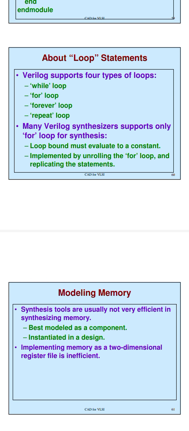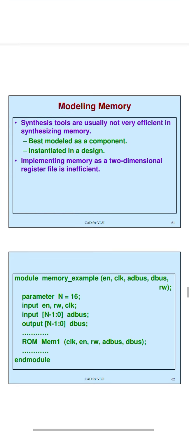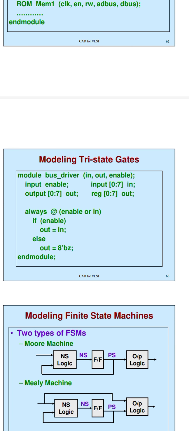These loop statements are of four types, including while loop, forever loop and repeat loop. There is much support for loops to be synthesized. These loops must evaluate to constant values, and they are implemented by replicating statements in the Verilog synthesizer. Then modeling memory: synthesis tools are usually not efficient in synthesizing memory, so it is modeled as components. Memory is implemented as a two-dimensional register, which leads to inefficiency in the programs. Then modeling in the tri-state gates.